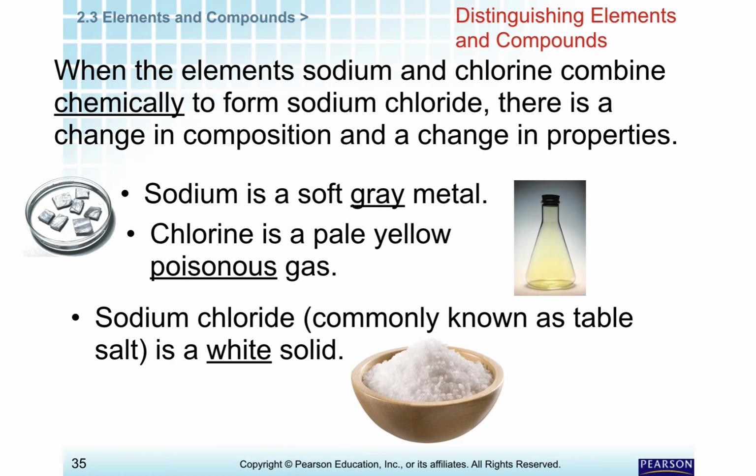When the elements sodium and chlorine combine chemically to form sodium chloride, there's a change in their composition that's also a change in their properties. Sodium is in the dish on the left. It is a soft gray metal. You can cut it with a plastic knife. Chlorine is a pale yellow poisonous gas. Sodium chloride, commonly known as table salt, is a white solid.